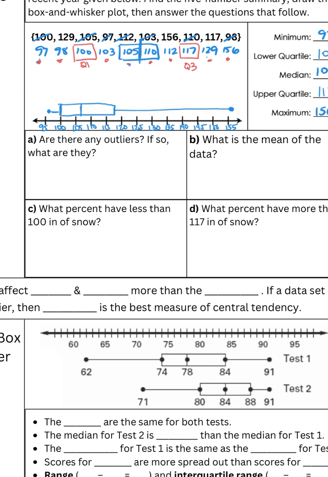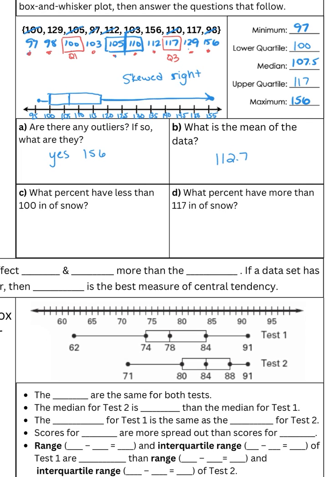So you can see right away from this graph, it's not symmetrical, so it is skewed. And it's pulled this way, so we're going to say it's skewed right. So yes, there are outliers, and our outlier is 156. The mean of the data, when I added them all up and divided by 10, I think I had 112.7. So you can see that the mean and the median are not the same. That tells you when the mean gets greater than the median that it was skewed to the right.